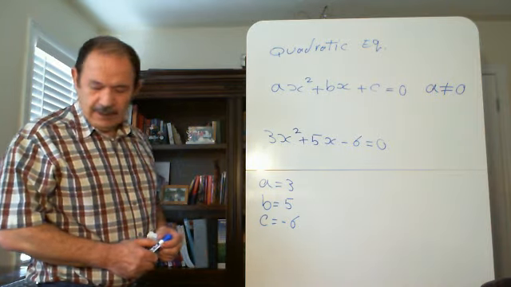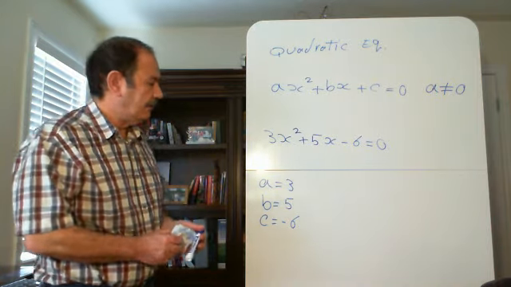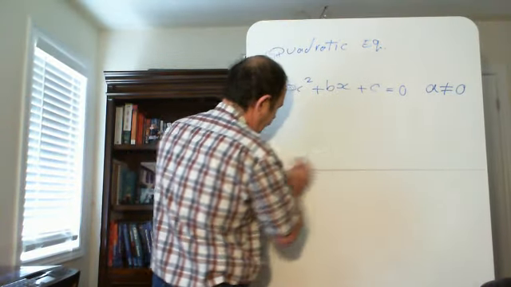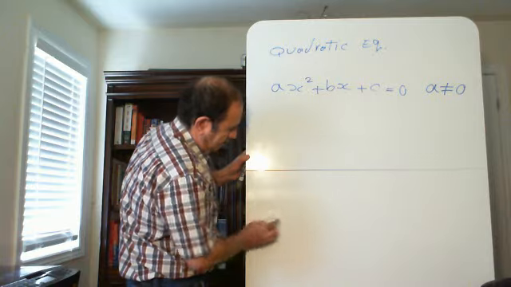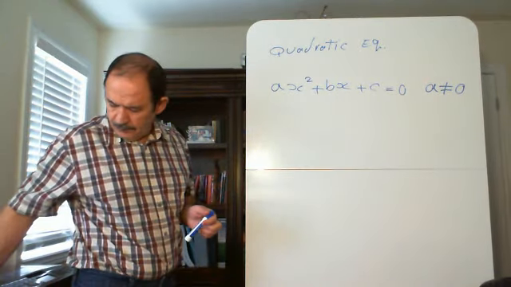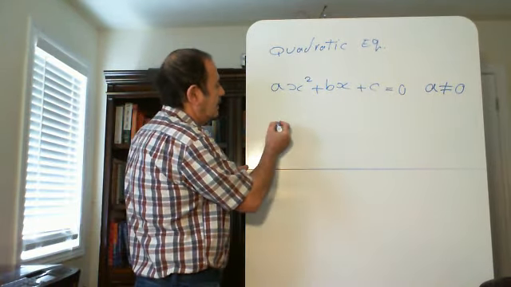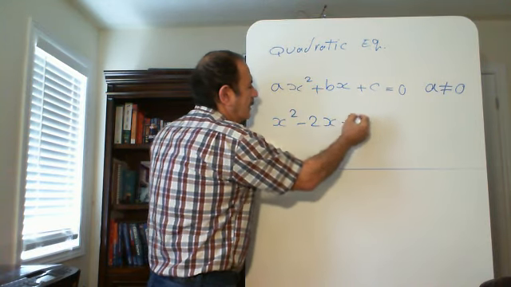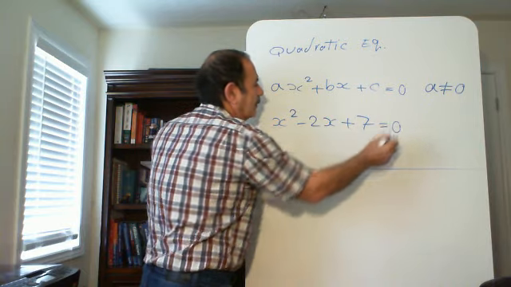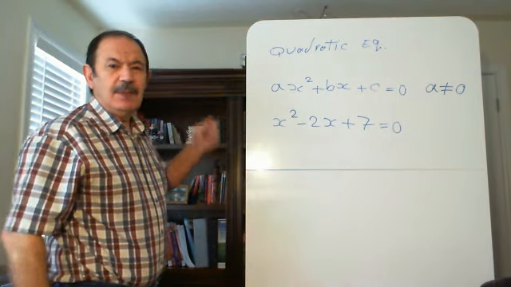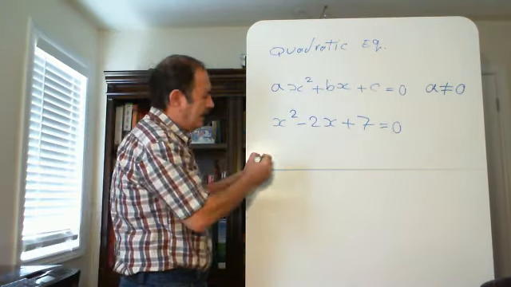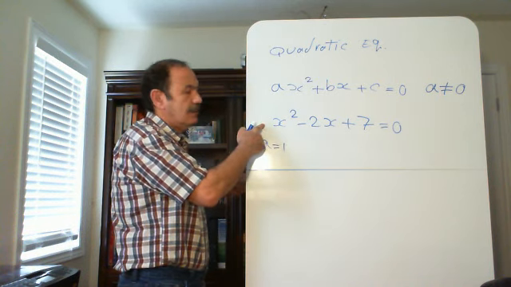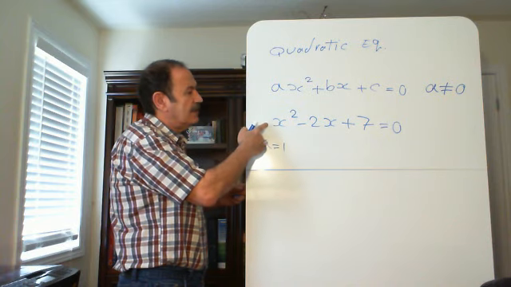Another example of quadratic equation: x squared minus 2x plus 7 equal to 0. This is another example of quadratic equation. In this case, a is 1. There is no coefficient for x squared, and when there is no coefficient, it means the coefficient is 1.